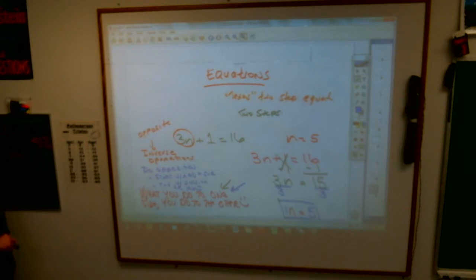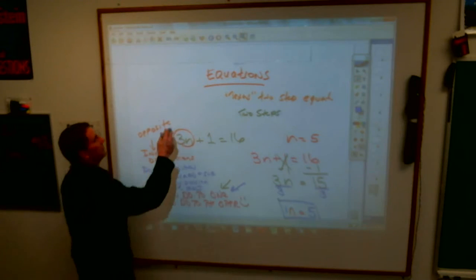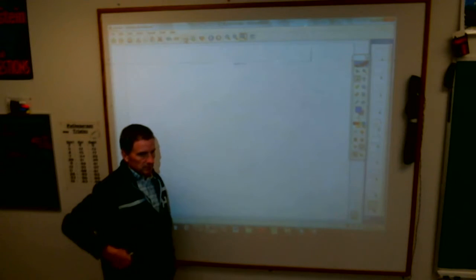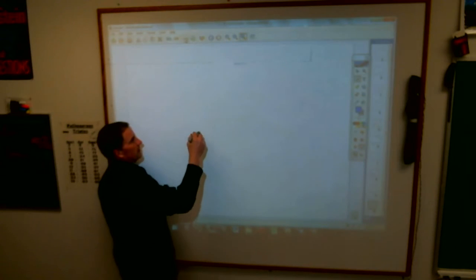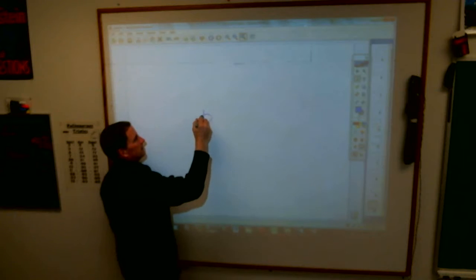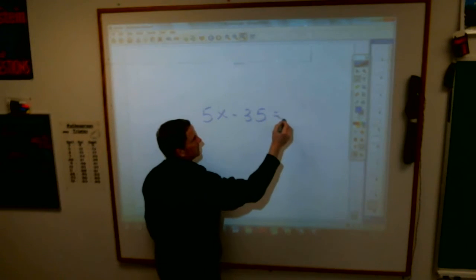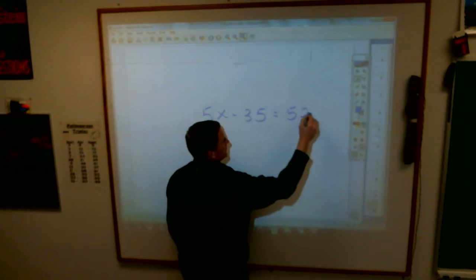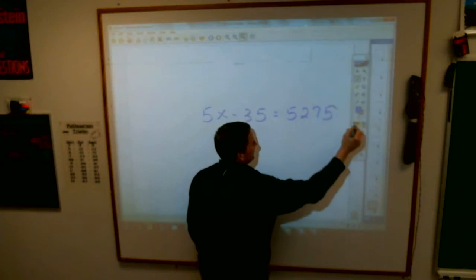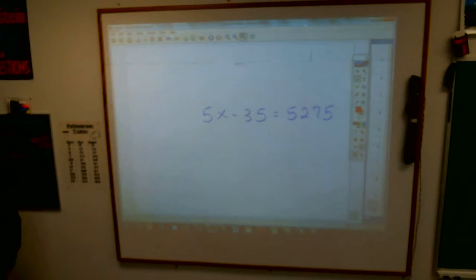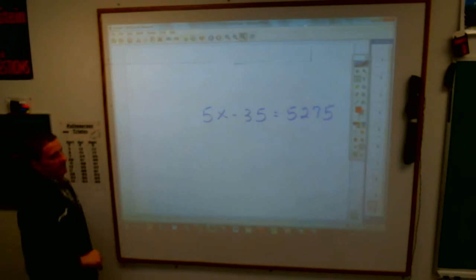There's no guessing. As a matter of fact, did anybody write down that problem that I wrote down that I erased there? Yeah. What was it? 5x minus 35 equals 5,275. Following the same rules that we just went through, it works like this.